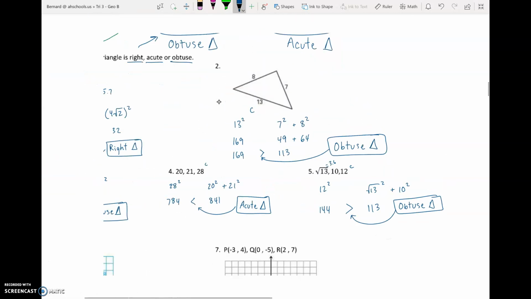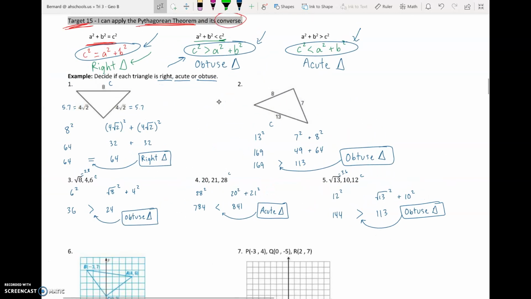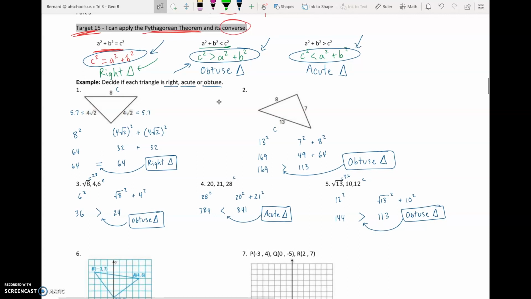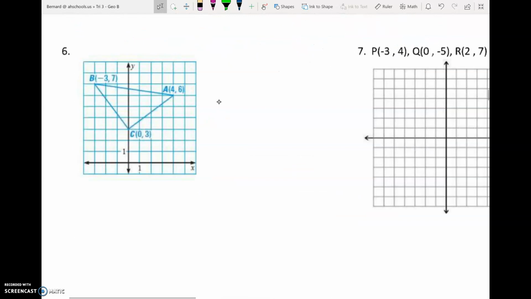All right, so that's the general idea with this skill. We still want to do A squared plus B squared and C squared, but this time it might be equal, or it might be less than, or it might be greater than. And no matter what it is, that's okay. We just want to analyze that information, and then we'll be able to say, hey, maybe the triangles are right. Hey, maybe they're obtuse, or hey, maybe they're acute. Now, let's do it on some graphs, and then we're done.